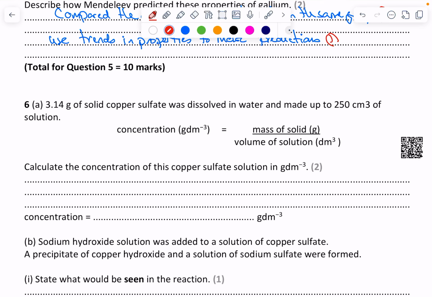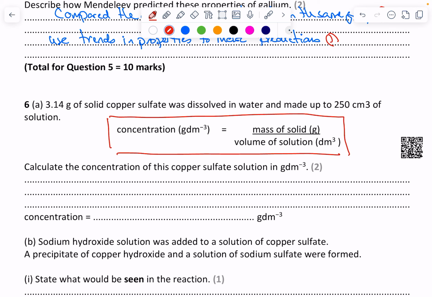Okay, this first question is a calculation. What's quite good here is they've given us this information to help us do the calculation. So the question says we've got this mass of copper sulfate and it was dissolved in 250 centimeters cubed. And it wants us to calculate the concentration.